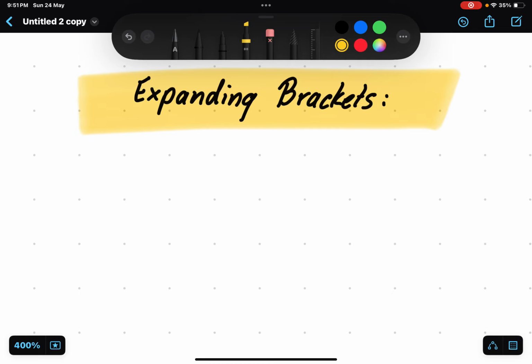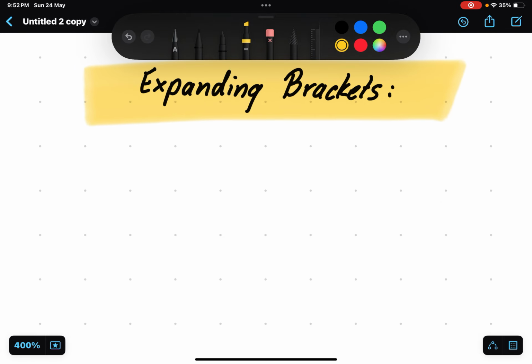In today's video, we're going to be doing a quick video about how to expand brackets. Now, basically to expand, we need to make sure that every term in one bracket has been multiplied with every term in the other bracket. And if there are multiple, we will also cover that.